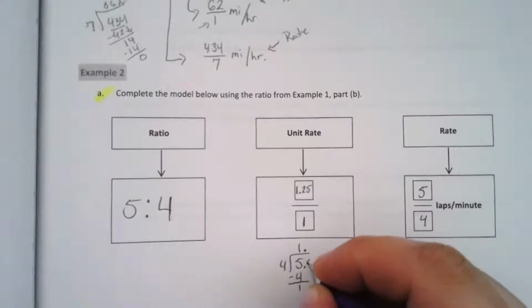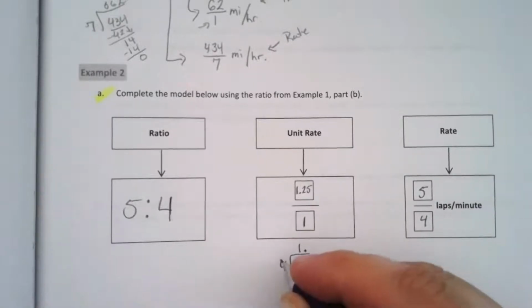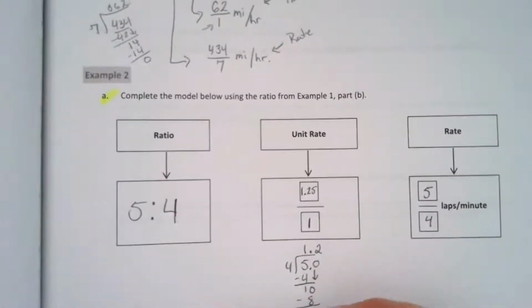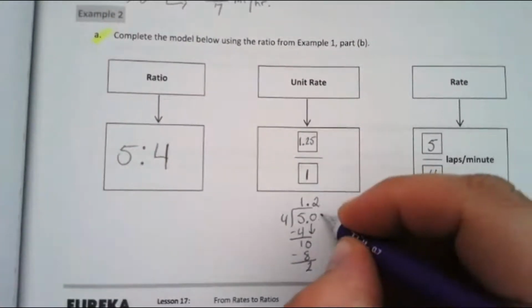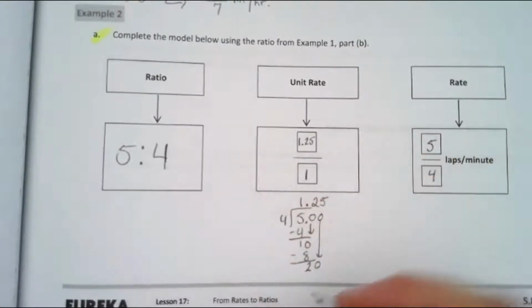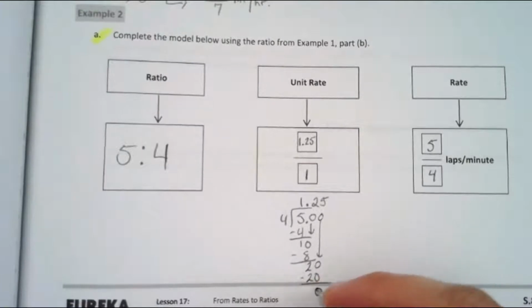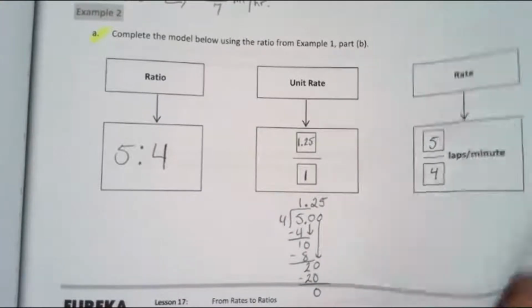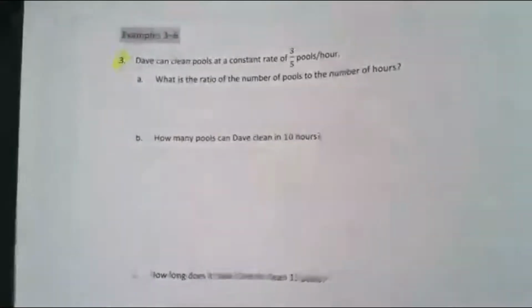We add a 0. Drop the 0 down. 4 can go into 10 2 times. 2 times 4 is 8. Subtract, you get 2. Now we add another 0 and bring it down. How many times can 4 go into 20? 5 times. 5 times 4 is 20. 20 minus 20 is 0. So that's your answer, 1.25. Like I said, if you have questions, bring them to me tomorrow morning and we'll go over these again to help you out. All right, so let's look at numeral 3.